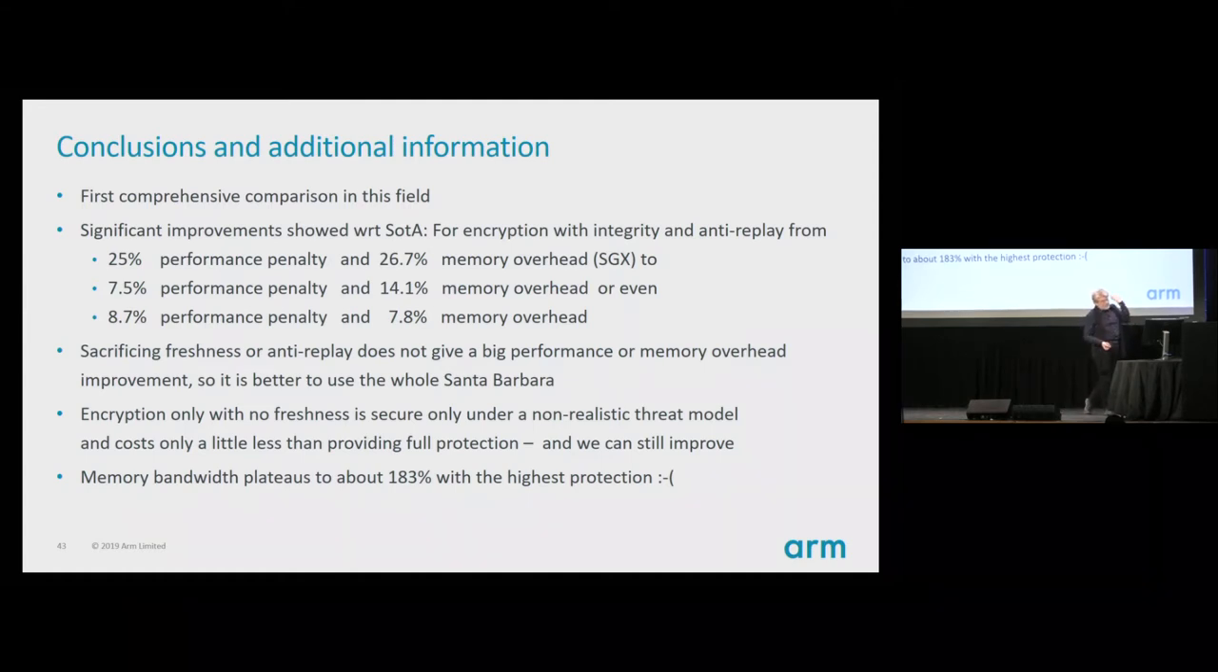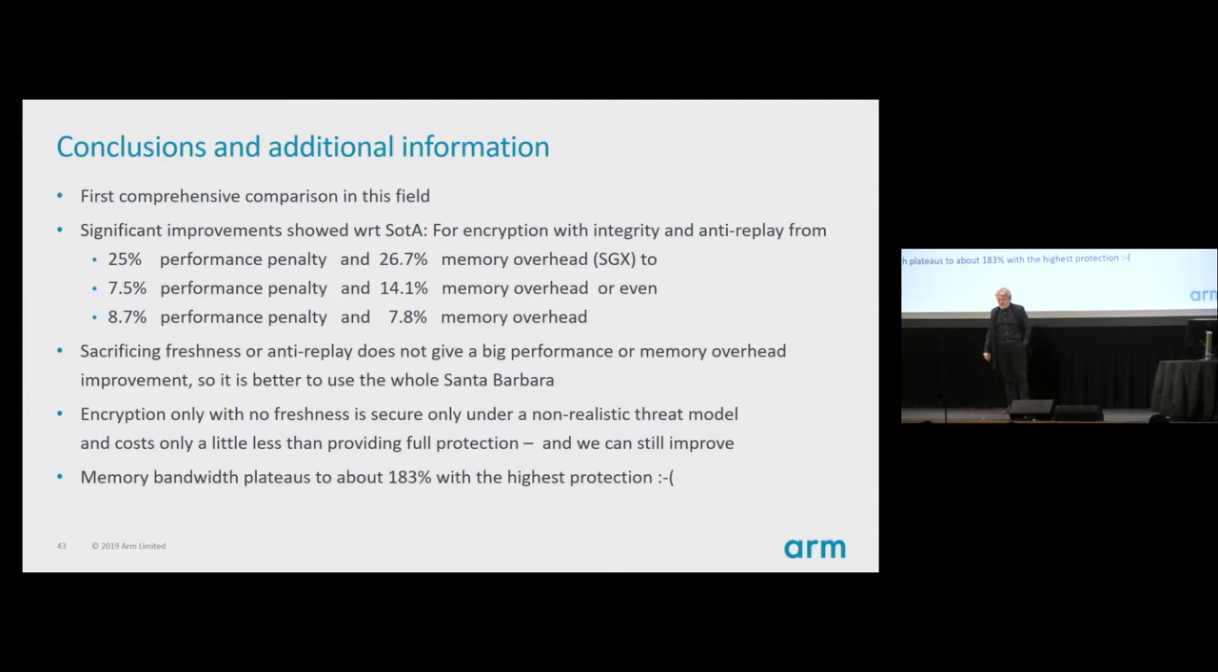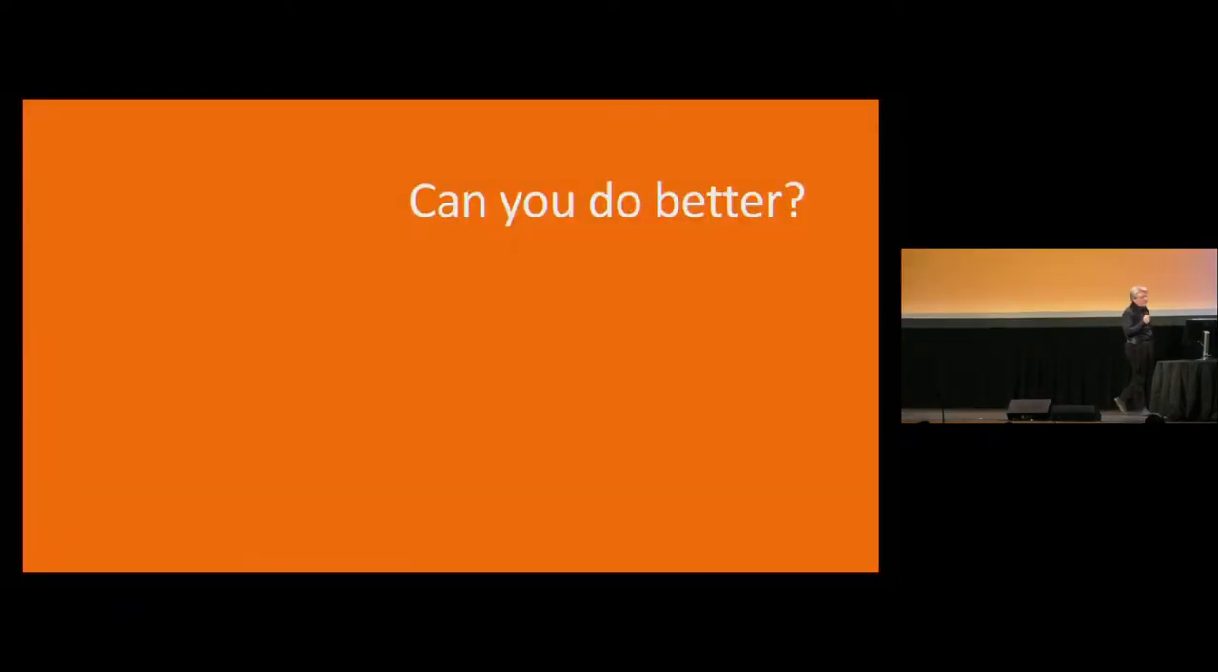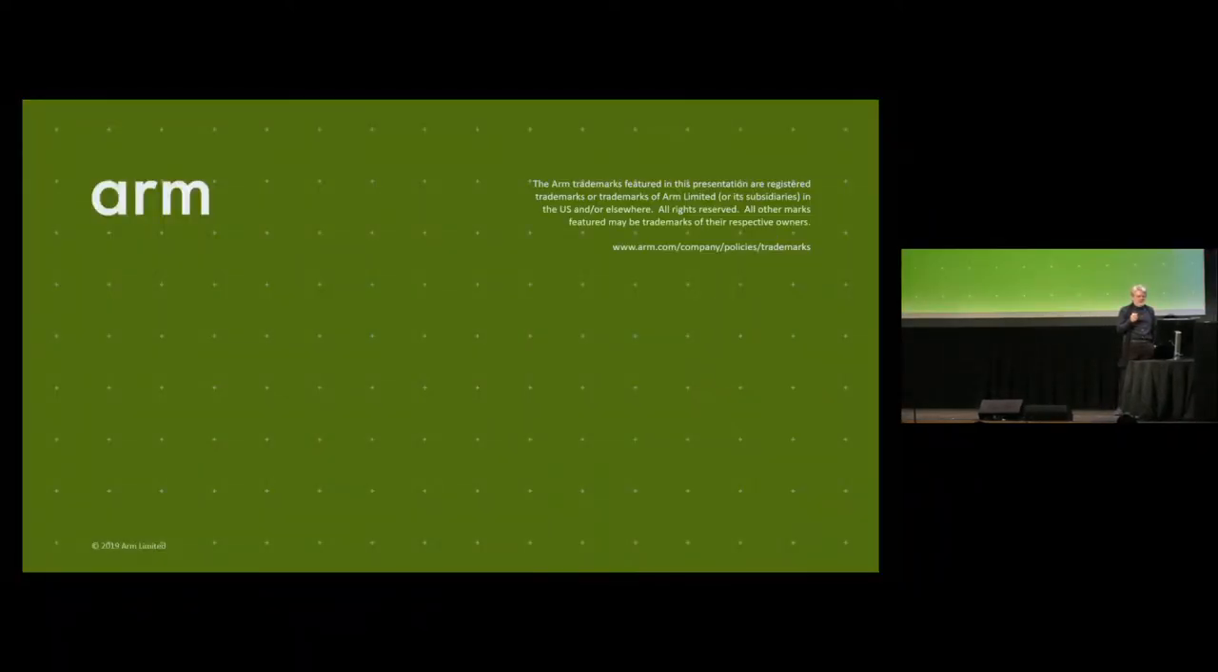What you get somehow is that the memory bandwidth, the actual memory usage, increases by 83%. We are going to use almost twice as much memory traffic as before. This is the only price which looks bad, but if you look at it, this translates to less than 10% performance penalty, less than 10% memory overhead, you can accept this.